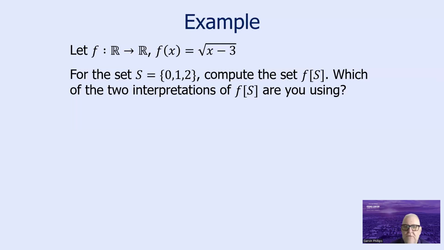So this is on the reals, and our function is the square root of x minus 3. And we look at it as a subset of 0, 1, and 2. And we can compute the set f of S. Which of the two interpretations for f of S are we using when we do that? Are we using it as a test? Are we using it from B to A, or are we using from A to B?